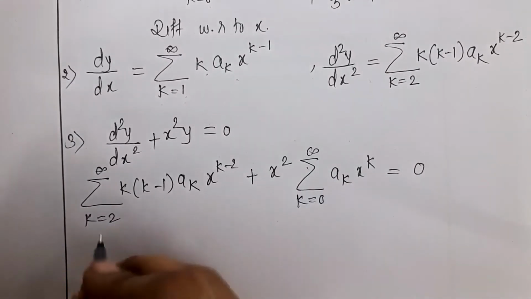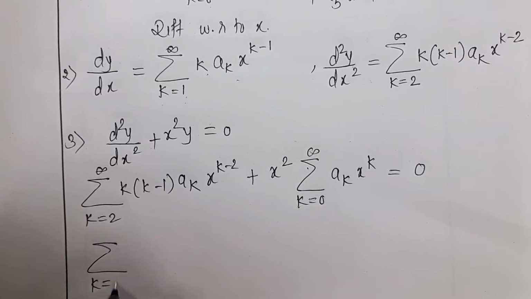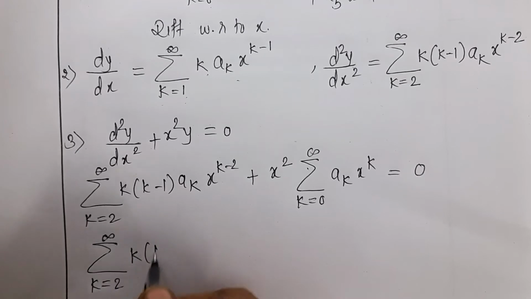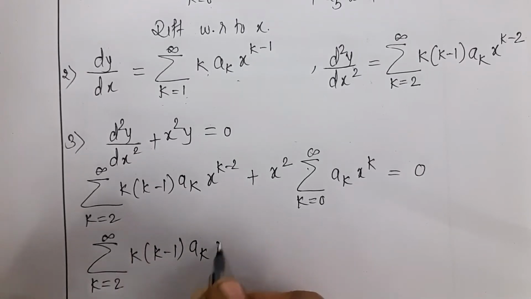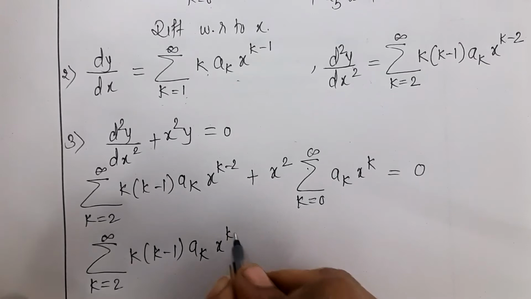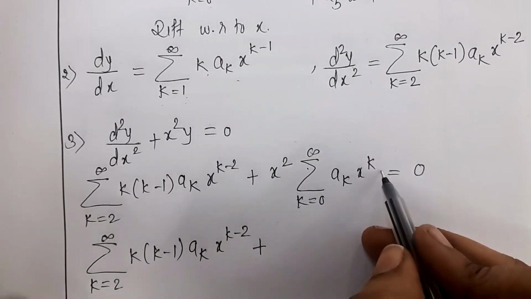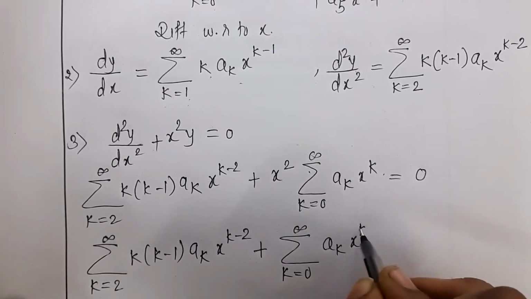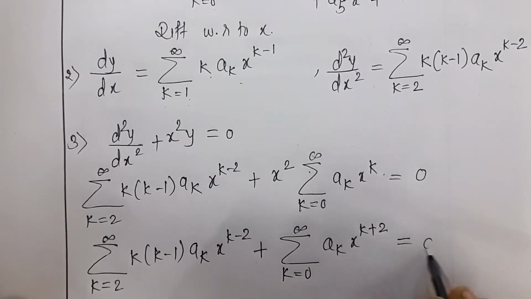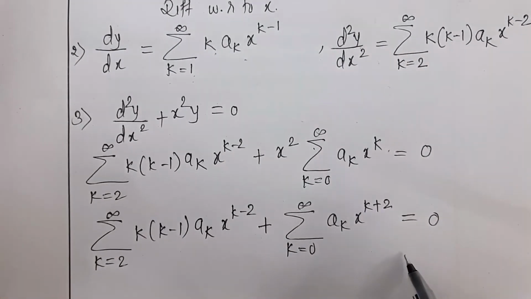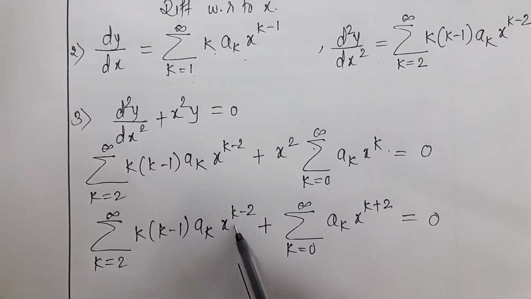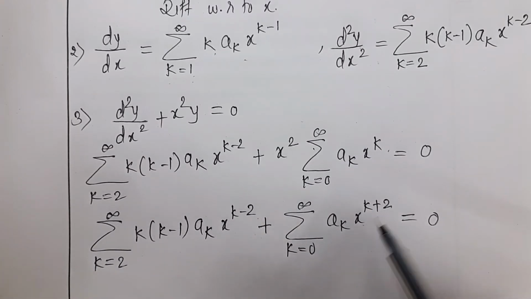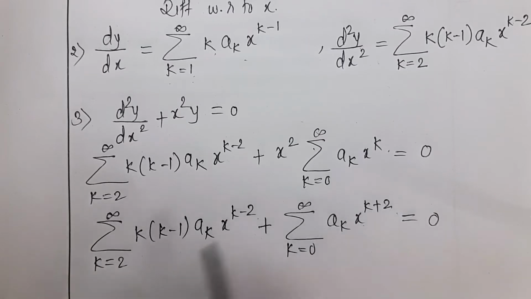So this is summation k equal to 2 to infinity k multiplied by (k minus 1) a_k x to the power k minus 2, plus x squared times x to the power k, it becomes summation k equal to 0 to infinity a_k x to the power k plus 2, equal to 0. Now if we observe it carefully, here the power of x is x to the power k minus 2, and here the power of x is x to the power k plus 2. So we cannot equate the terms.